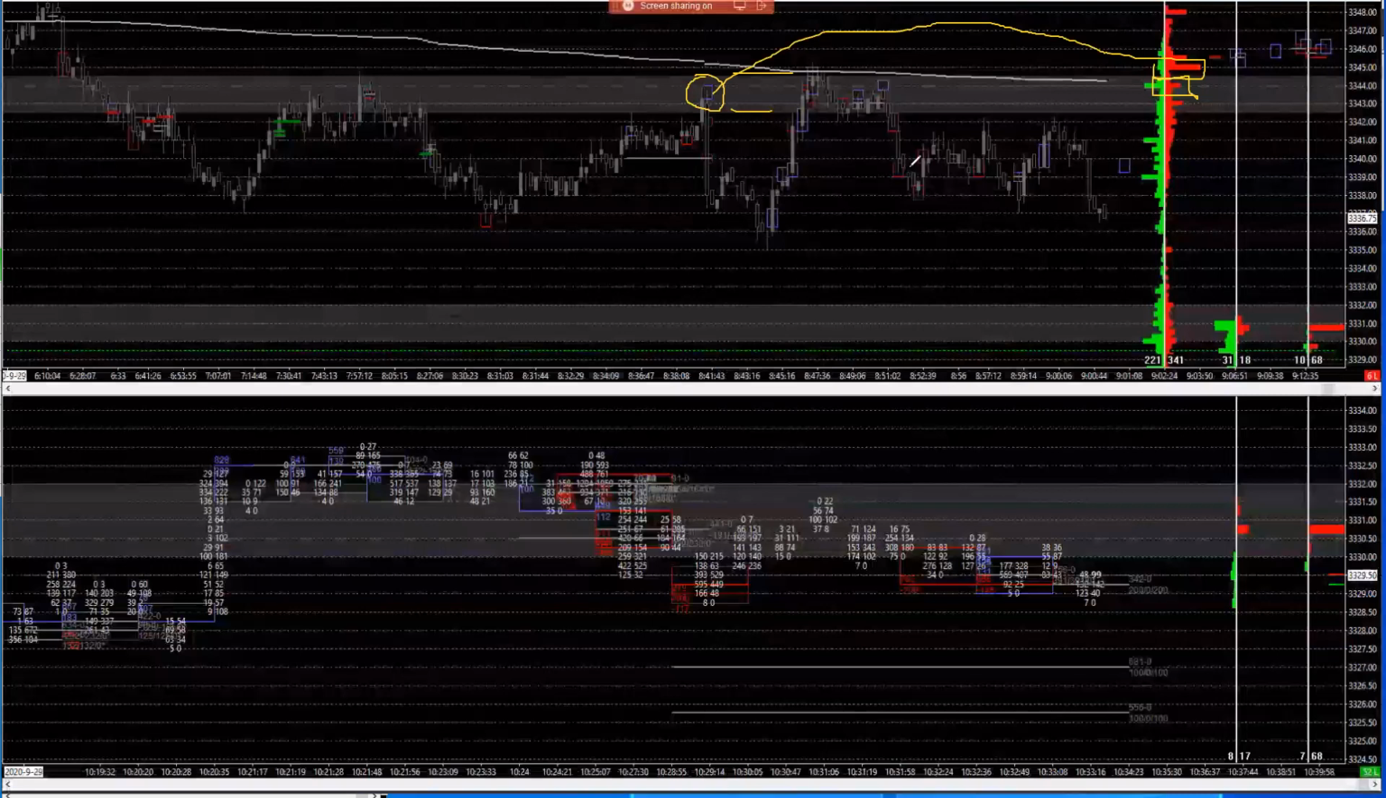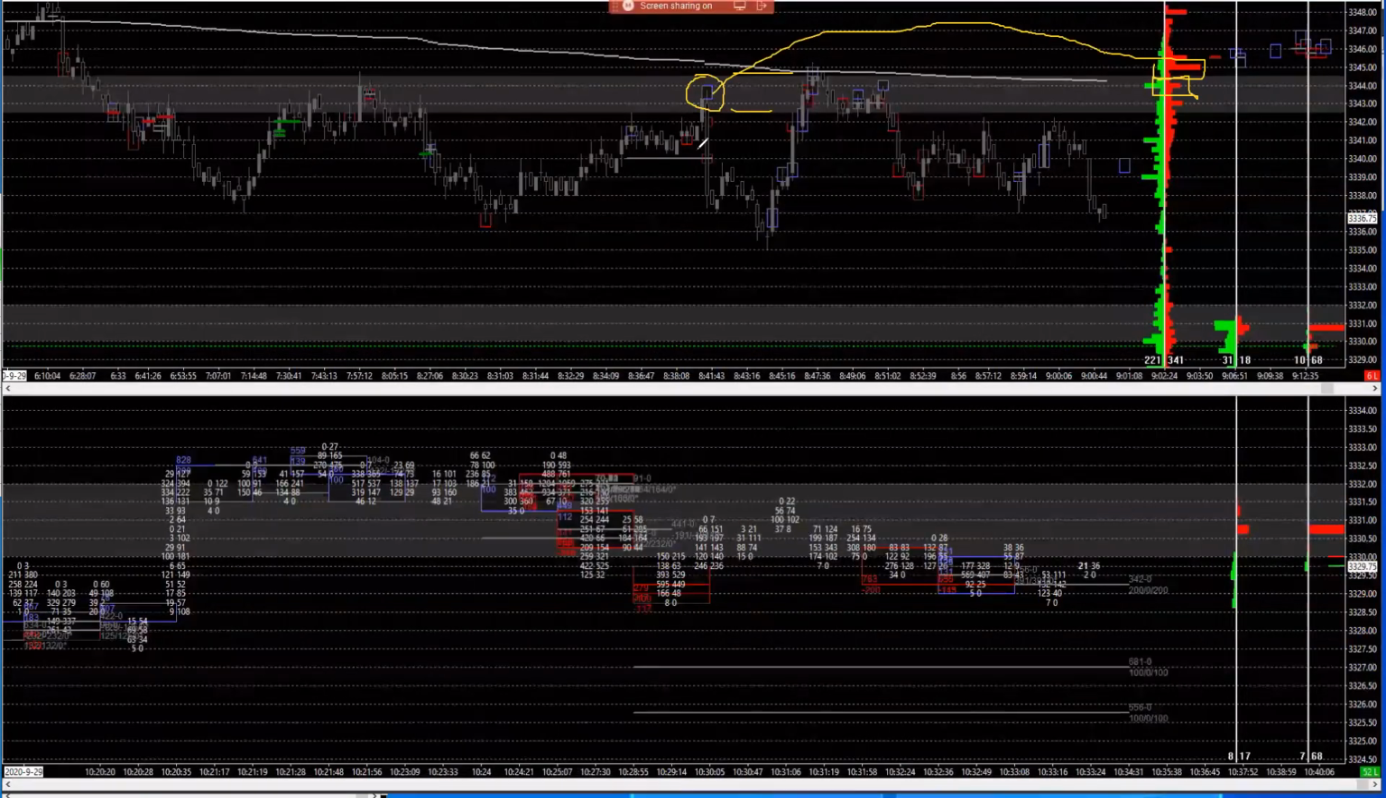So shorts puke. That's what you want. Less shorts, less buyers, easier chance to go down. A big buyer can't go up. Market gets big buying and it can't go up. Generally means downside's the right side. And that's in resistance anyways.